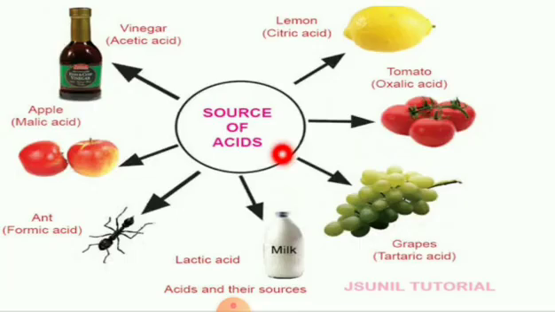So these are the sources of acid. First, vinegar. Which acid does vinegar have? Acetic acid. In lemon, citric acid. Tomato has oxalic acid. Grapes, tartaric acid. Milk, lactic acid. And formic acid. Apple, malic acid. So these are the natural substances that contain acid. Do you follow, students? So these are the sources of acid.